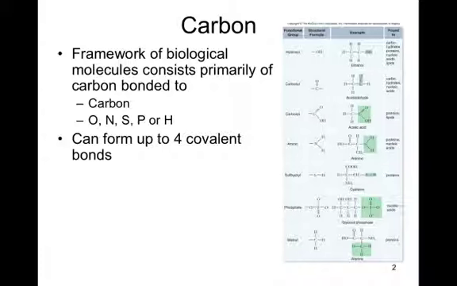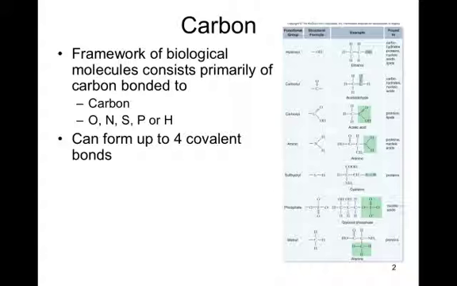Carbon is unique because it can form up to 4 covalent bonds. You'll remember it has a valence of 4. That means it could connect with 4 other molecules through single covalent bonds in order to fulfill the octet rule and have 8 electrons in its outermost shell.